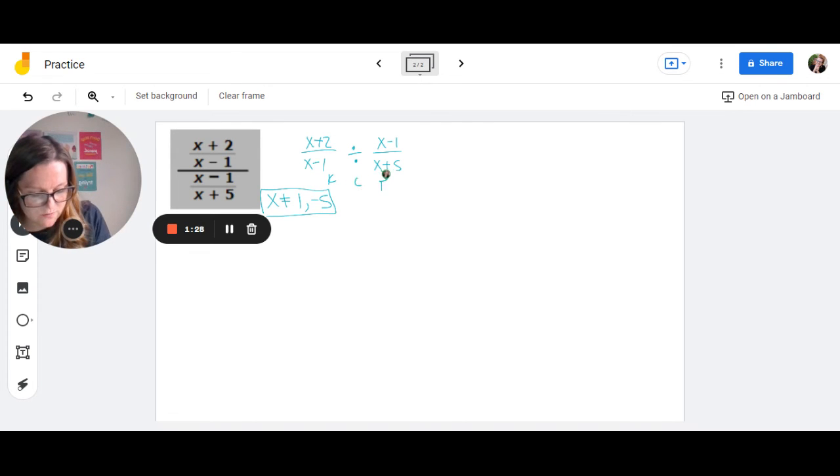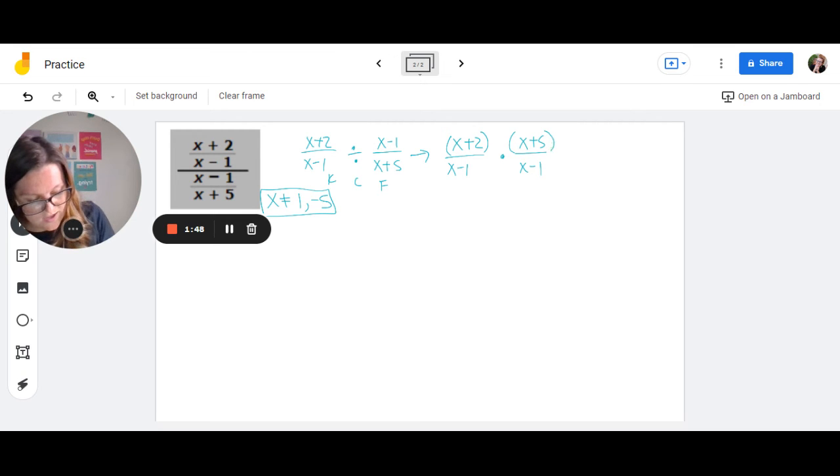Now I'm like, oh, cool. Keep, change, flip to make it into a multiplication. I have an x plus 2 over x minus 1. Change it to multiplication and then flip this last expression upside down. Now I know how to go ahead and multiply these. I'm like, oh, this is really simple. We did this last class. All you're doing is multiplying these guys.